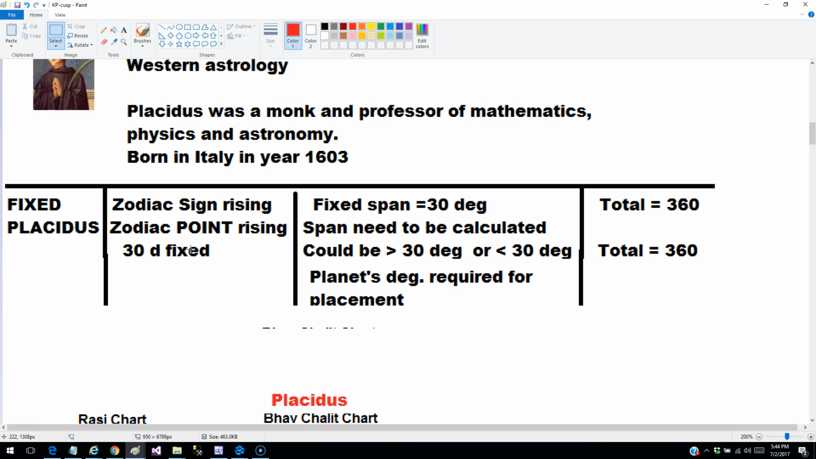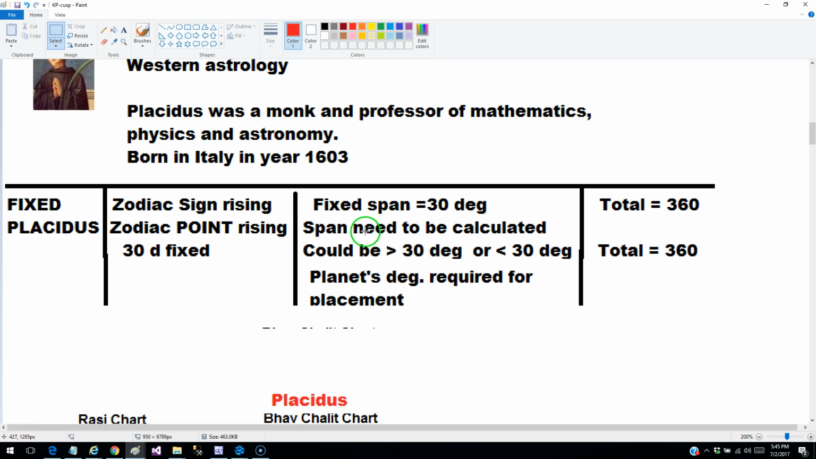So you have to be accurate in terms of what point of the zodiac was rising in the east, that is going to form the ascendant in a horoscope. And then the span of the horoscope, like in traditional astrology, if Leo is rising, then the span is 30-degree fixed Leo, always Leo. But in the Placidus system, the span needs to be calculated, and it could be greater than 30 degrees or less than 30 degrees, which basically means the span of a house could be greater or less than 30 degrees, but the total for all 12 houses will always be 360 degrees.